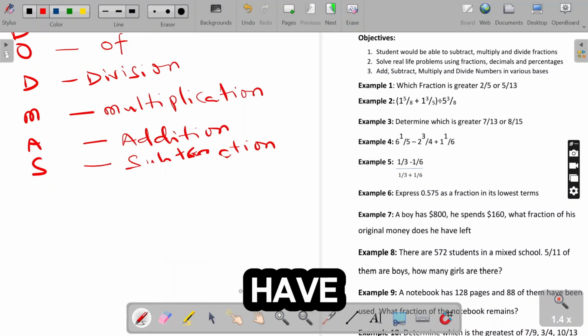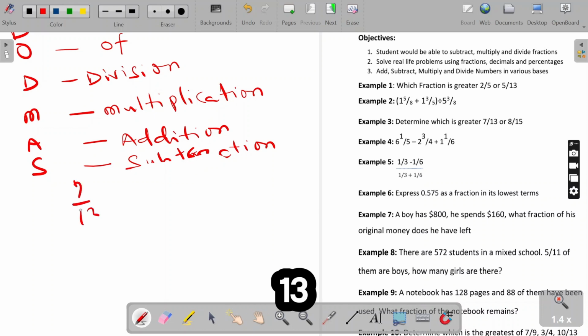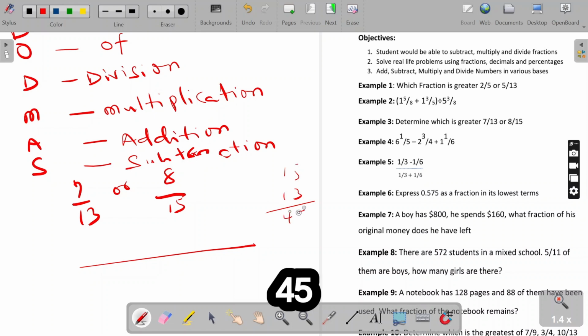Example 3. We have: determine which is greater, 7 over 13 or 8 over 15. Just like we solved the first question, we are going to be using the LCM. So what do I do? I'll just find the LCM. 15 times 13 is 195.